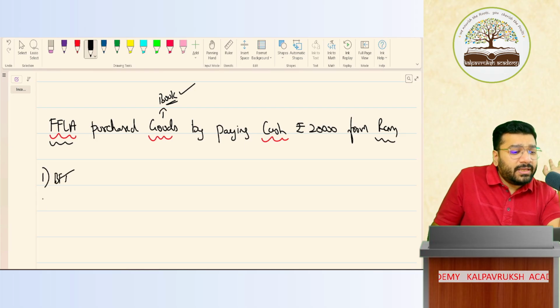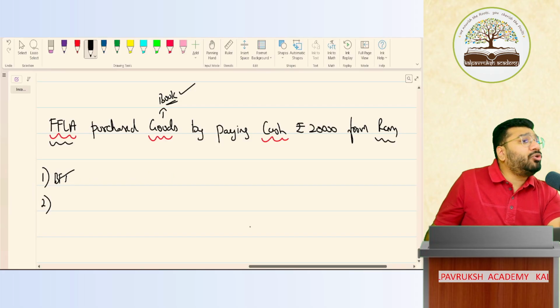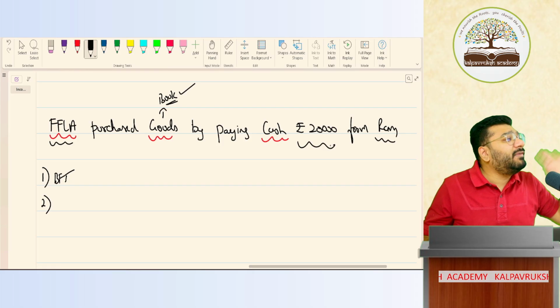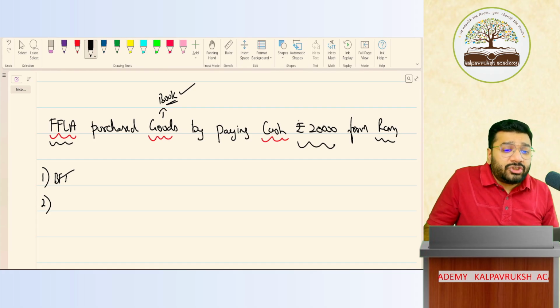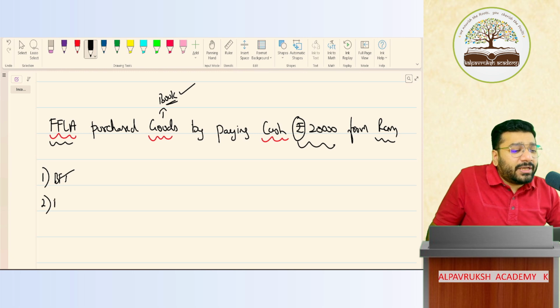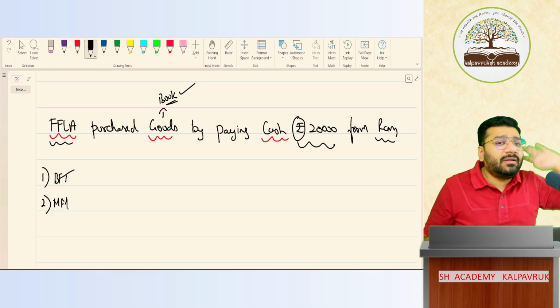First step over. Second, measure in terms of money. Means what? This transaction, am I able to measure? Yes. 20,000 is a proper measured value. Third, check the unit of measurement. It is in rupees, means INR. I already measured in terms of money. MM means measured in terms of money. Got it, not got it?